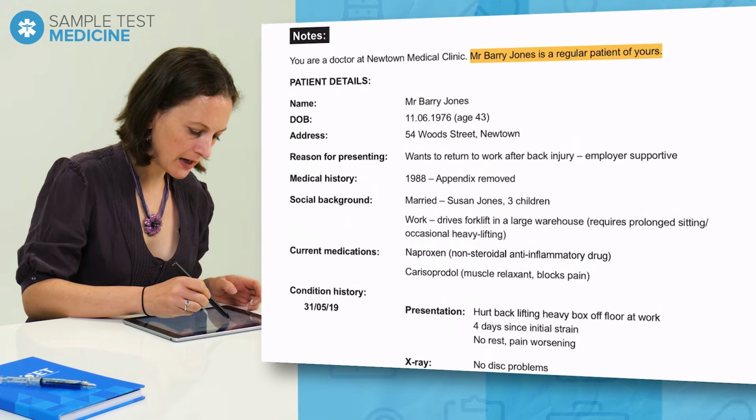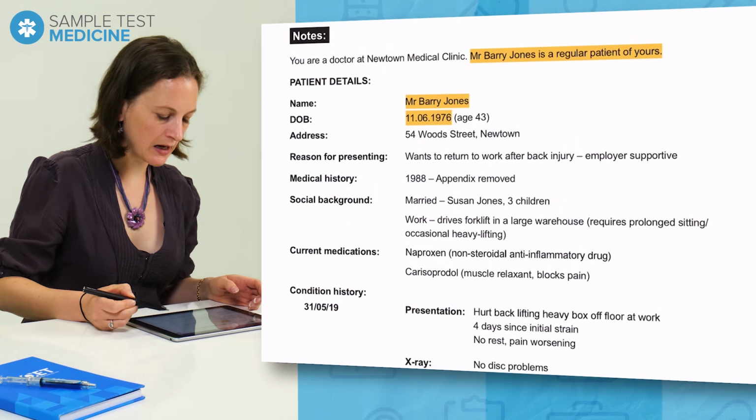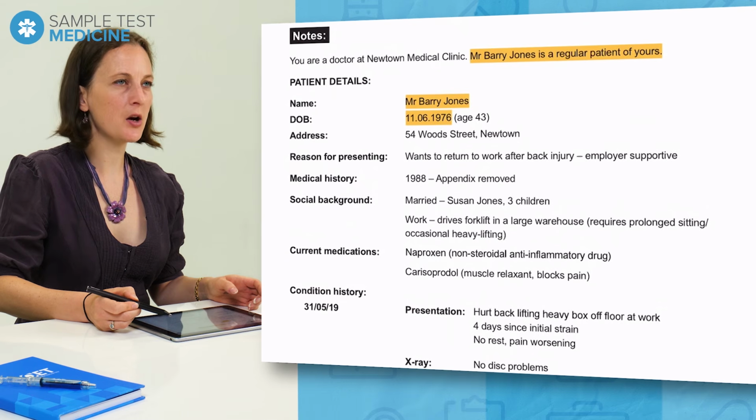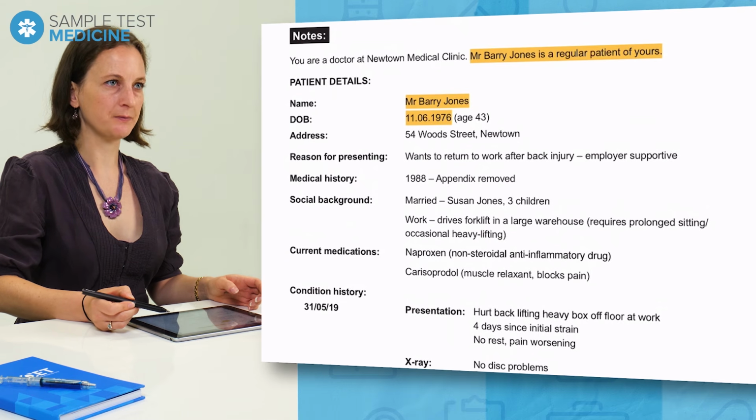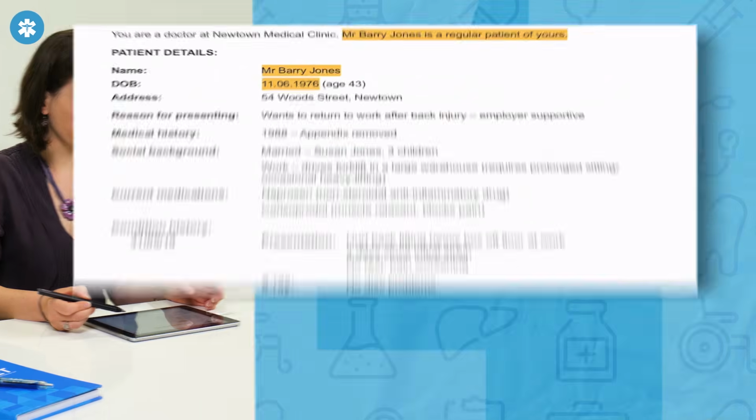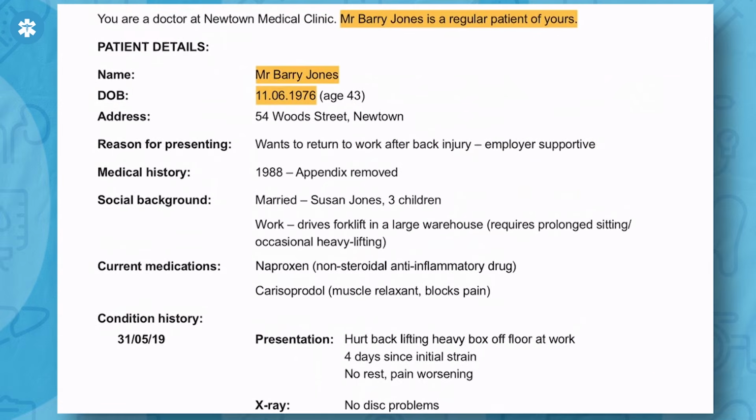In the reading time, you have to make mental notes as you read for your understanding. I'm going to highlight the notes which I pick out to be relevant so you can see what I'm doing. The patient's name and date of birth are going to be important to include in the RE line of the letter, but there is no requirement to include their address, so I can ignore this detail. The reason for presenting is going to be important to explain to the reader that the patient has had a back injury at work and that their employer is supportive.